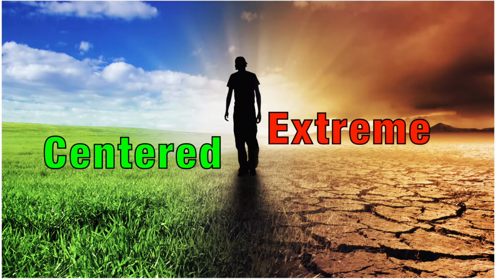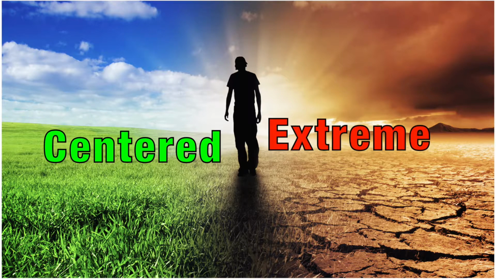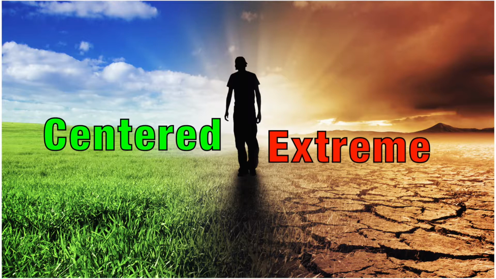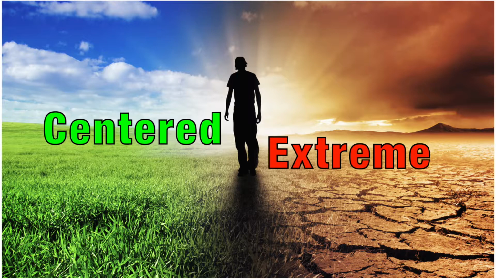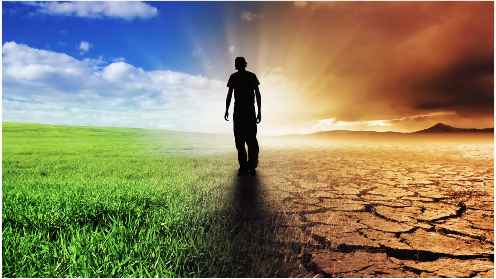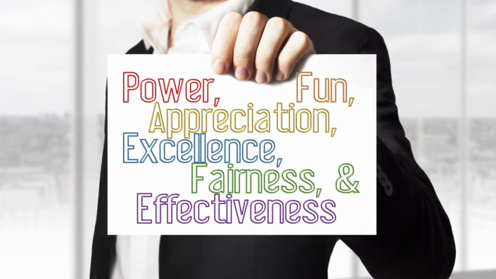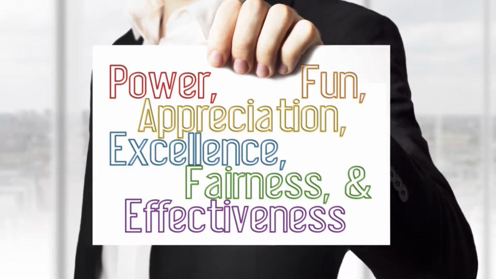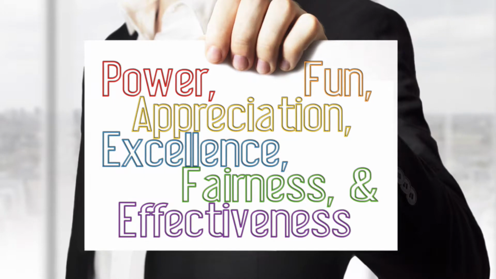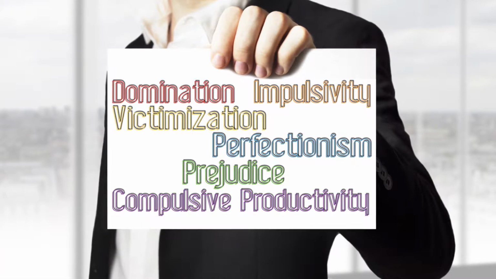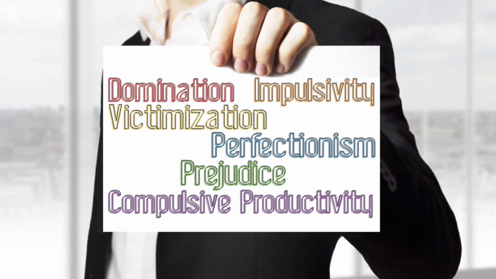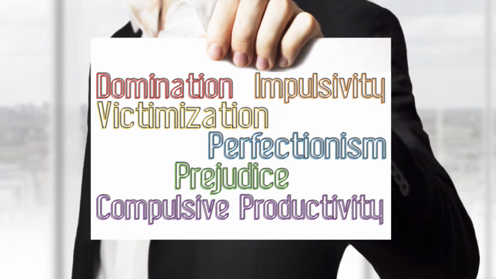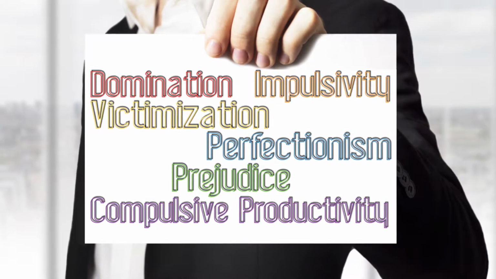These motivators and devastators correlate with the centered and extreme personality tendencies that the Primary Colors Personality Insight tool focuses on as part of a person's contextual color blend. Primary Colors' 6 motivators are power, fun, appreciation, excellence, fairness, and effectiveness, while the relational devastators that correlate with those powerful motivators are domination, impulsivity, victimization, perfection, prejudice, and compulsive productivity.